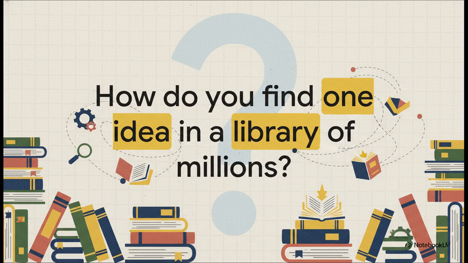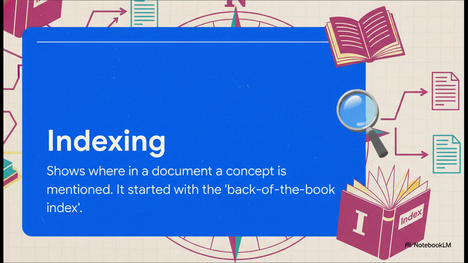This exact overwhelming problem is why indexing was invented in the first place. So at its heart, an index is just a map. You know that index in the back of your old science textbook? The one that told you photosynthesis is on page 42? It's that, but on a massive scale. It's a pointer that says, hey, the thing you're looking for, it's right over here. And yeah, it all began with that simple but totally brilliant back-of-the-book index.